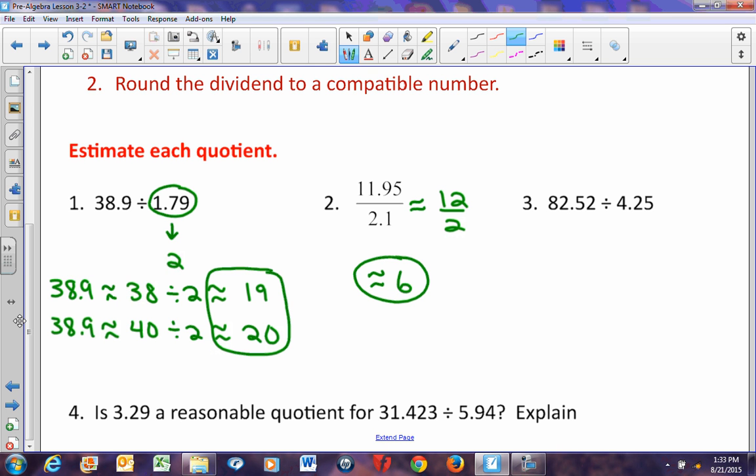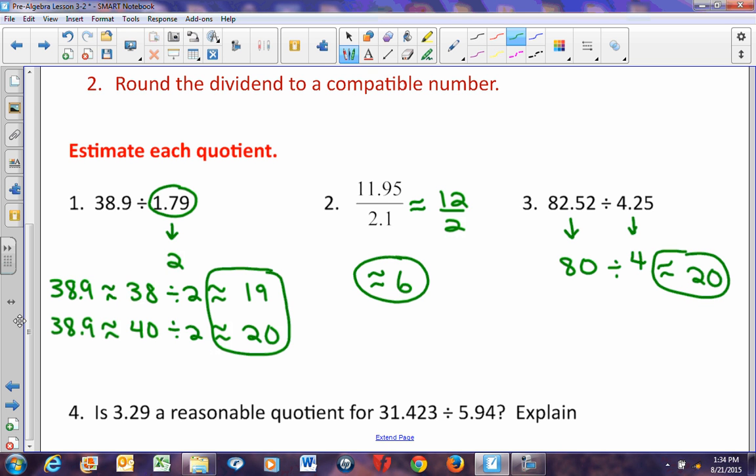Number 3, 82.52 divided by 4.25. Huh? I'm thinking 4.25, I'm going to round that to 4. 82.52, 84 and 80 are divisible by 4, so I'm going to go with 80. Because 80, I think, is closer to 84 might be, but 80 divided by 4 would work. 84 would work as well. Okay, 80 divided by 4 is 20.